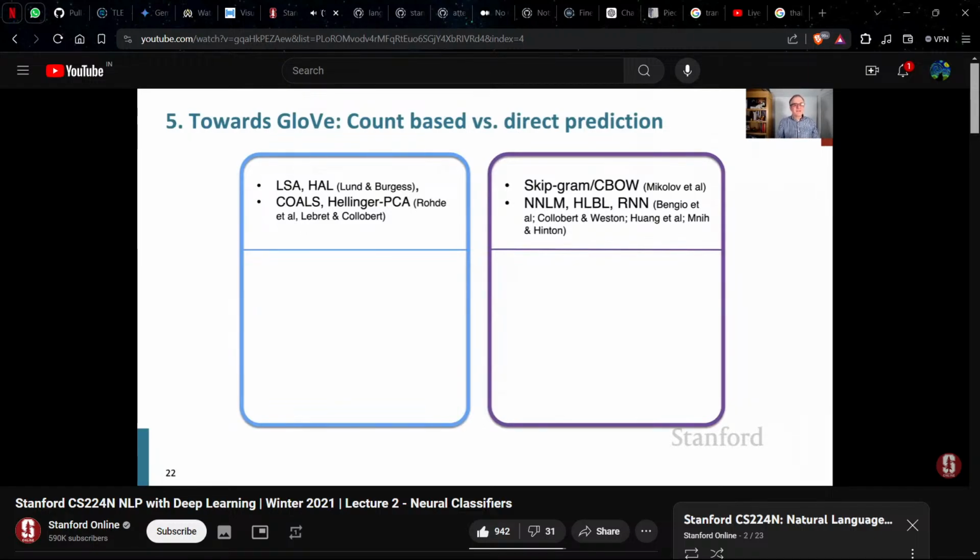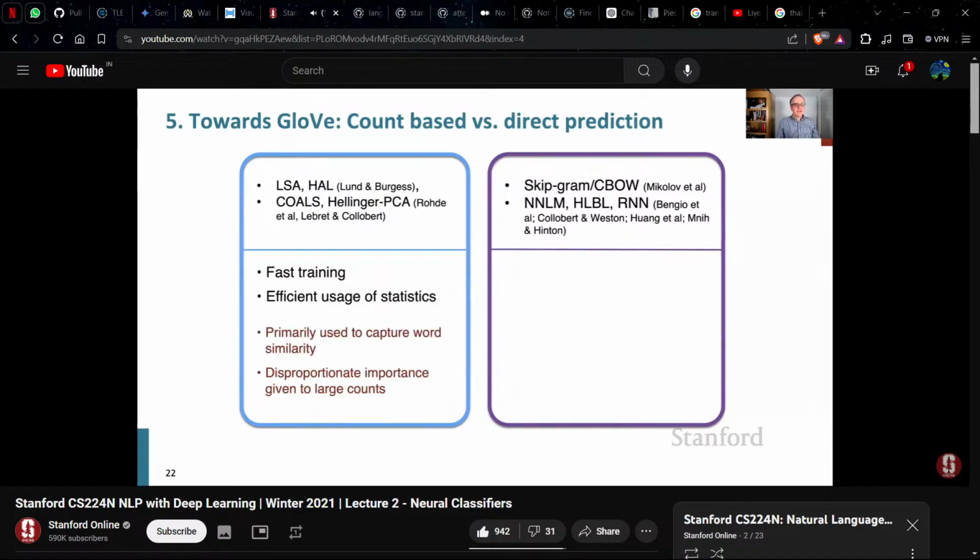And so the starting point of this was to try to connect together the linear algebra-based methods on co-occurrence matrices like LSA and COALS with the models like skip-gram, CBOW, and their other friends, which were iterative neural updating algorithms. So on the one hand, the linear algebra methods actually seemed like they had advantages for fast training and efficient usage of statistics, but although there'd been work on capturing word similarities with them, by and large, the results weren't as good, perhaps because of disproportionate importance given to large counts in the main.